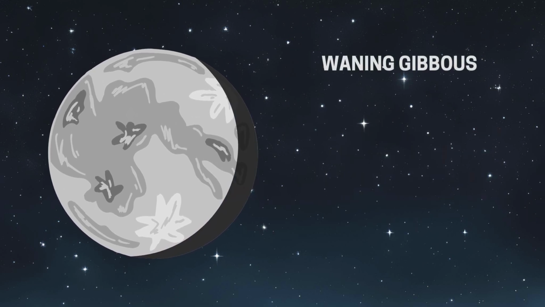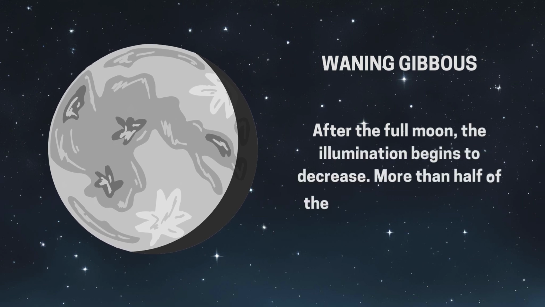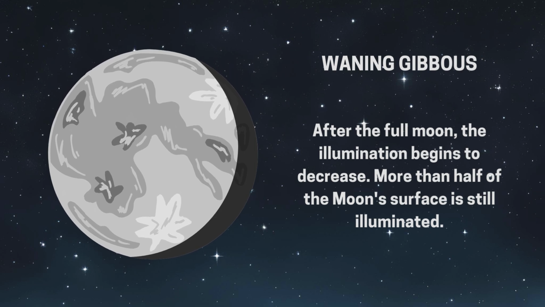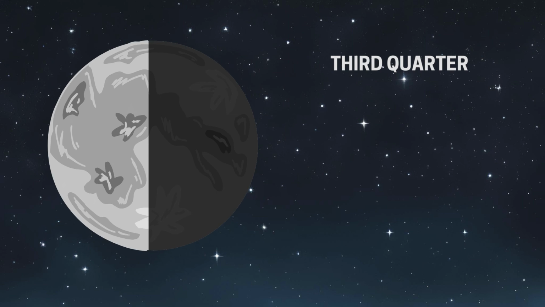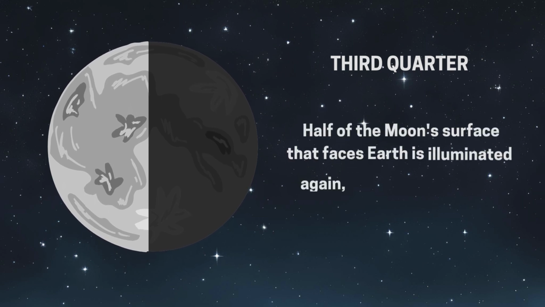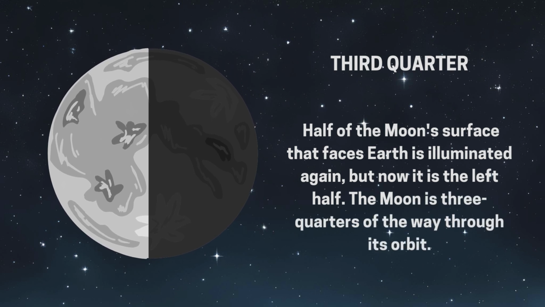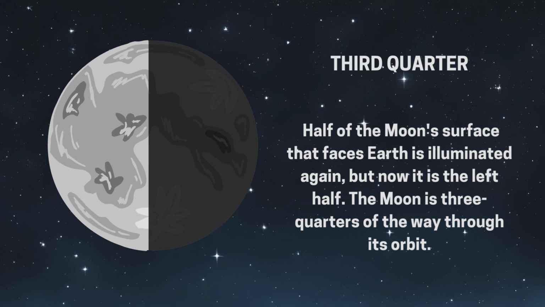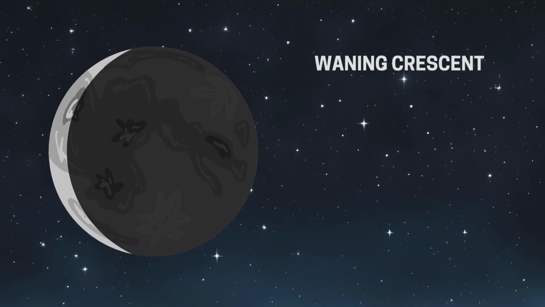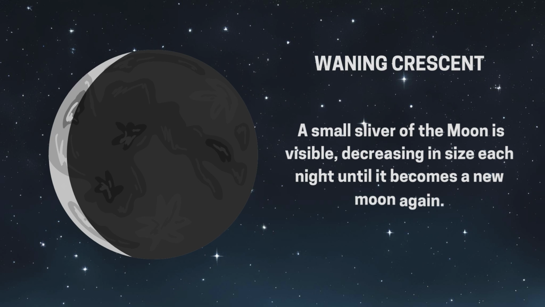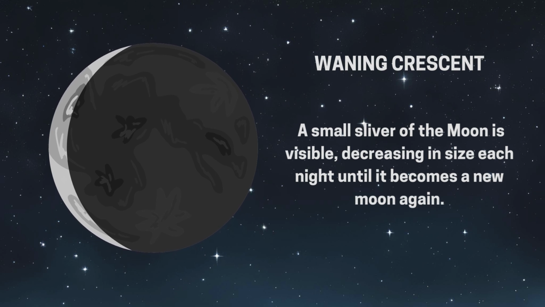Waning gibbous. After the full Moon, the illumination begins to decrease. More than half of the Moon's surface is still illuminated. Third quarter. Half of the Moon's surface that faces Earth is illuminated again, but now it is the left half. The Moon is 3/4 of the way through its orbit. Waning crescent. A small sliver of the Moon is visible, decreasing in size each night until it becomes a new Moon again.